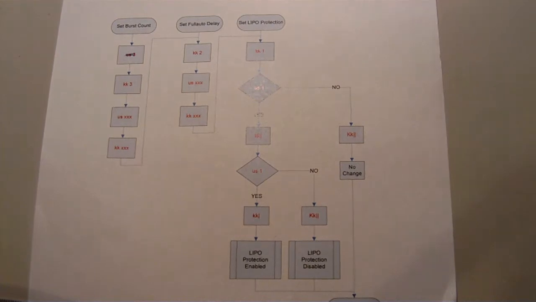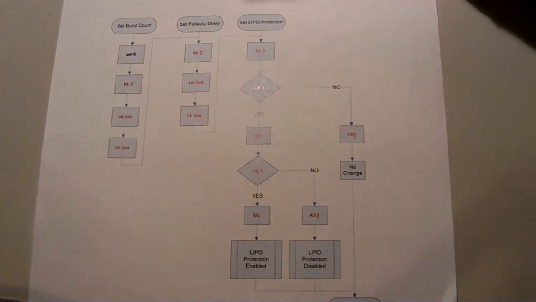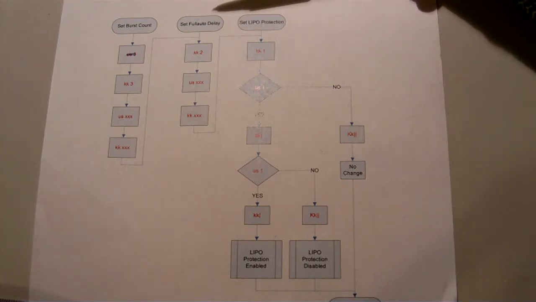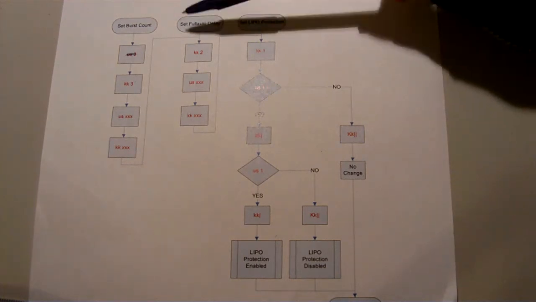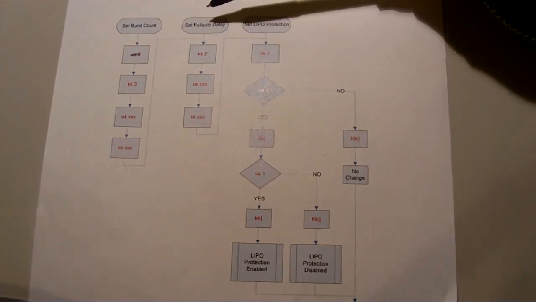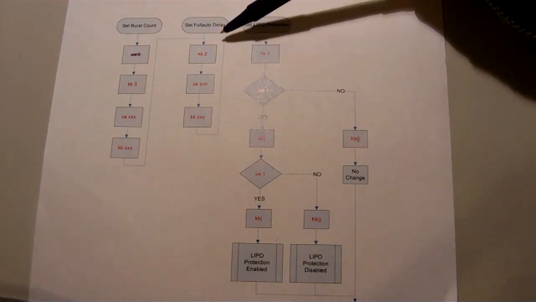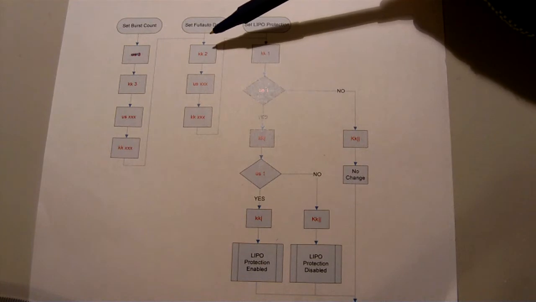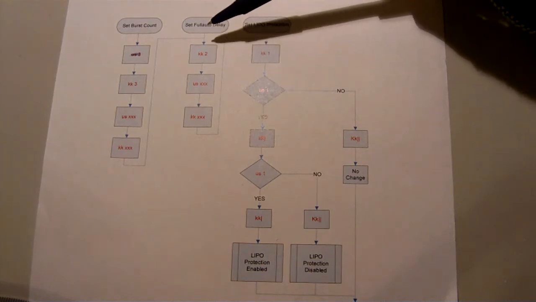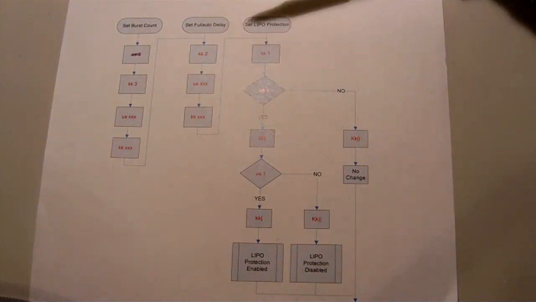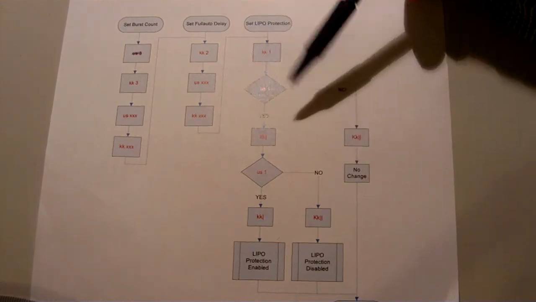This time, I'm going to go through command category 3 for controlling King Kong with you. Command category 3 allows you to set the burst count, the cycle gear burst count for the King Kong. It also allows you to set full auto delayed timing from 2.2 seconds and upwards with 200 millisecond increments. It also allows you to set the LiPo protection feature on and off.